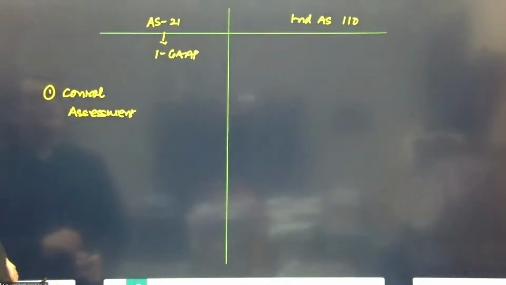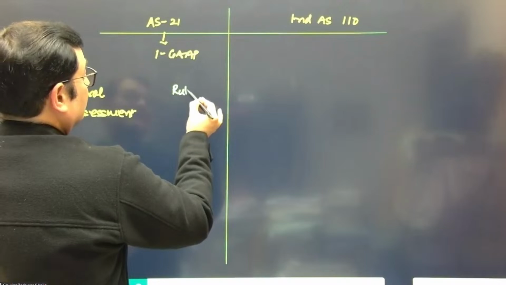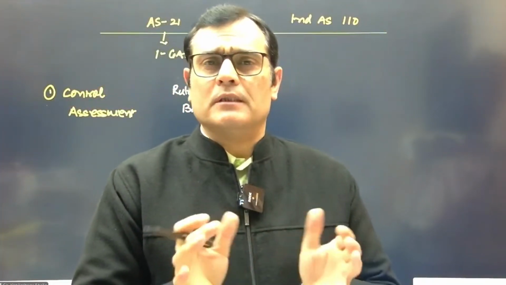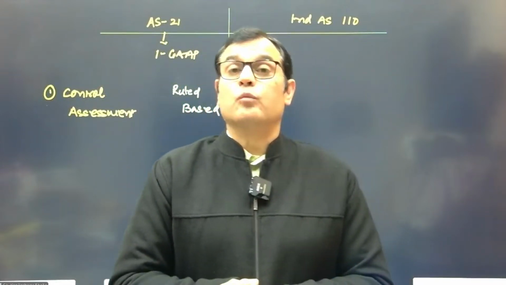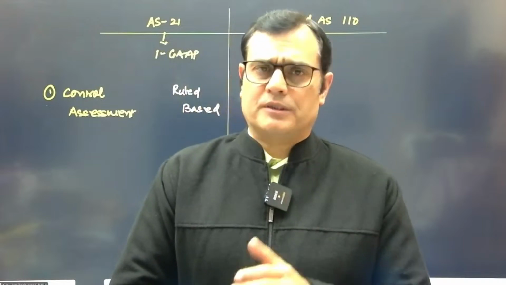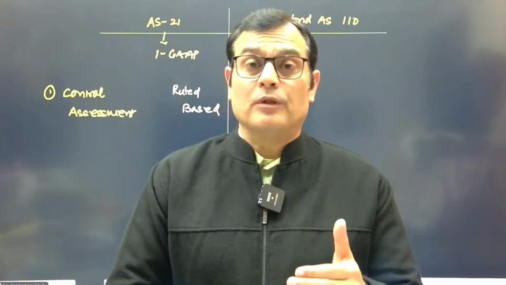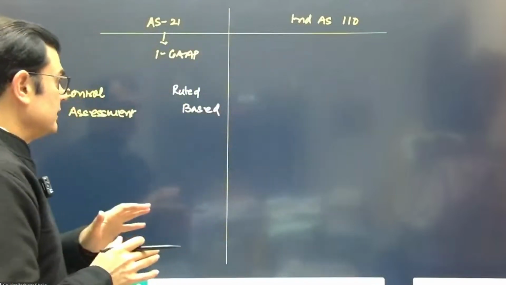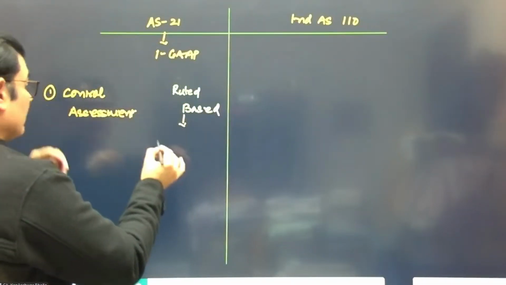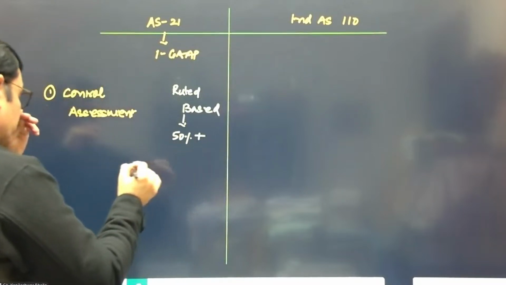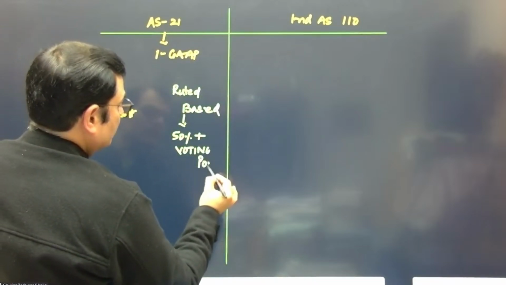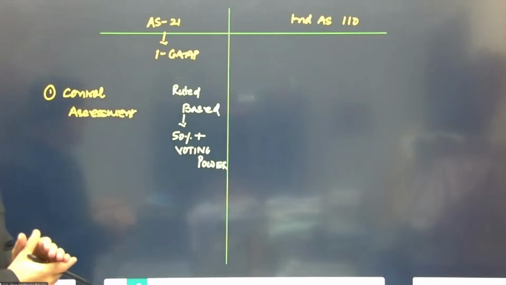In terms of IGAP, the control assessment is basically a rule-based assessment. What does it mean when I say it is a rule-based assessment? Generally, we used to say that if you've got more than half of the voting power in a company, you control the company. Of course, there are other parameters with which you make an assessment of control, like having control over the majority composition of the board of directors. But if you look at the voting power, generally we say that if you've got 50% plus voting power, we can say that control is generally present in this particular case.